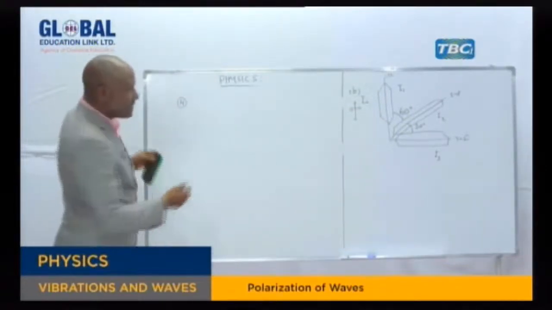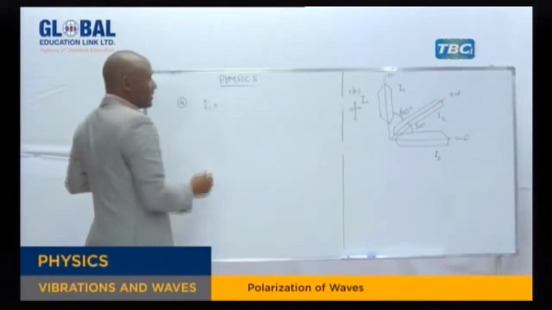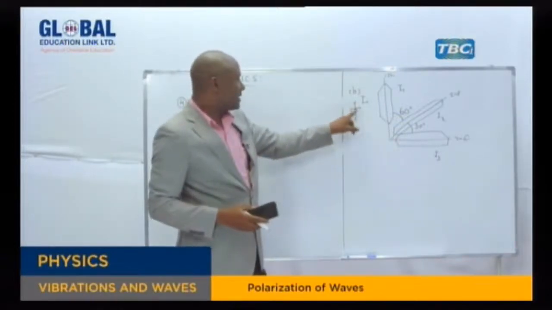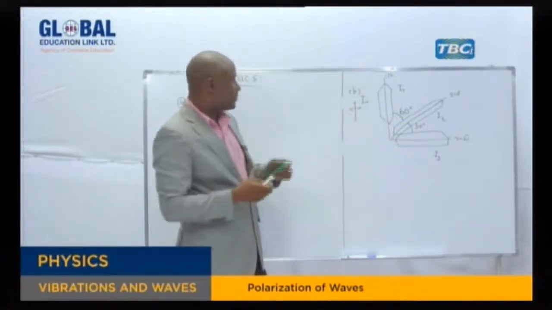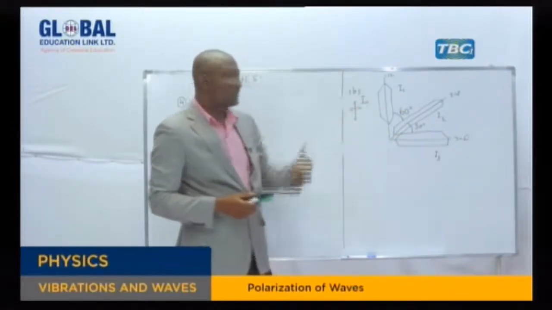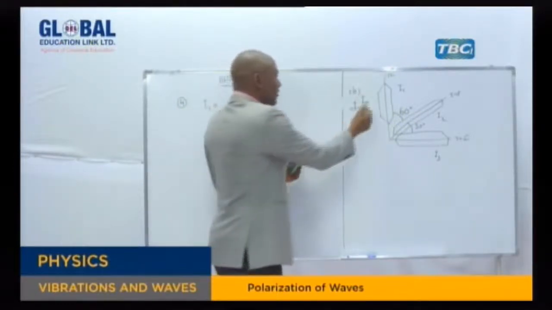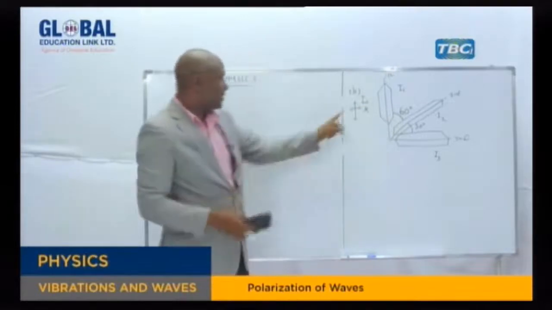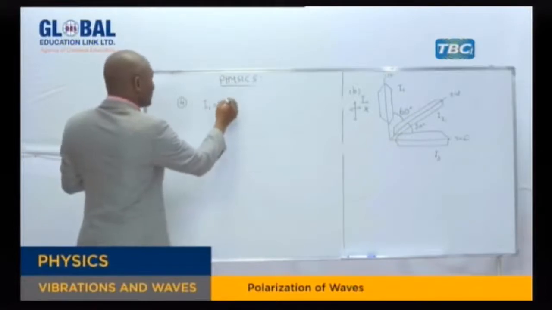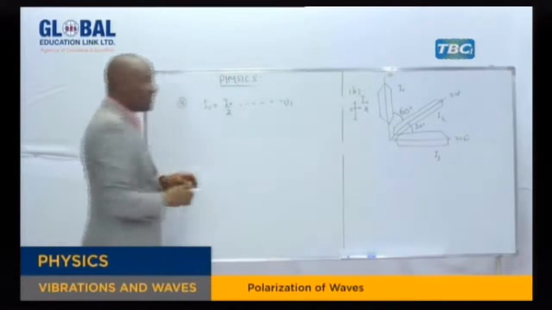From this diagram, we saw from our previous discussion that for I1 we don't use a formula, but the concept that when unpolarized light passes through the first polaroid, the component parallel to the axis is allowed to pass, and the horizontal component, at right angles, is absorbed. So I1 equals I naught over 2. We are sure of that, according to our previous theory.